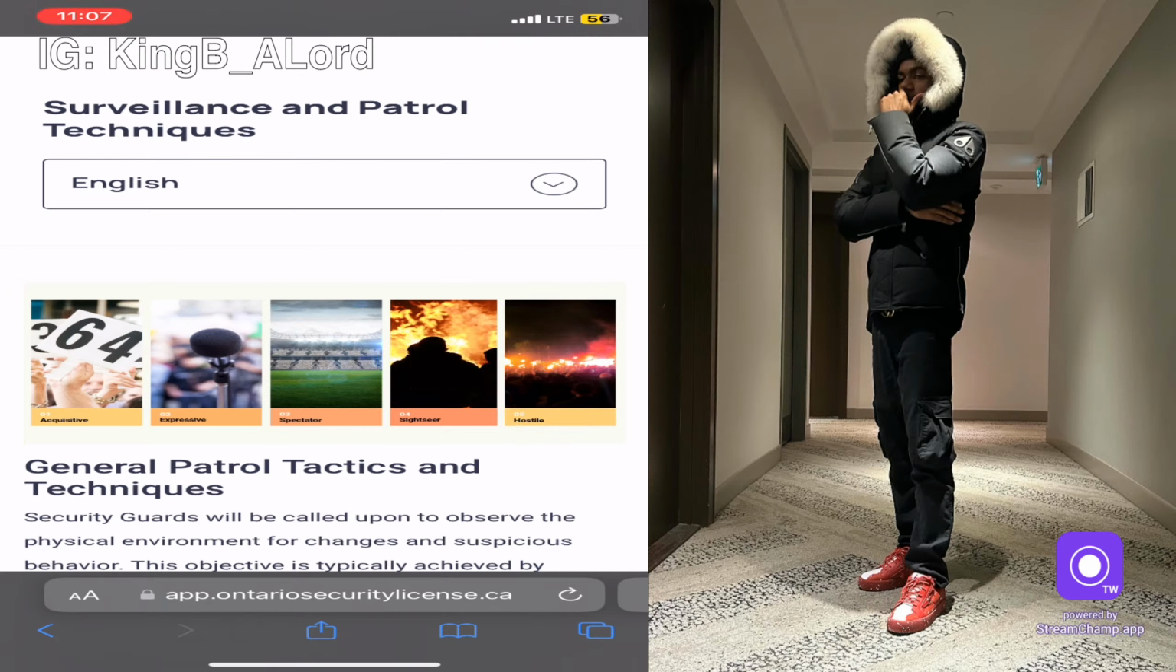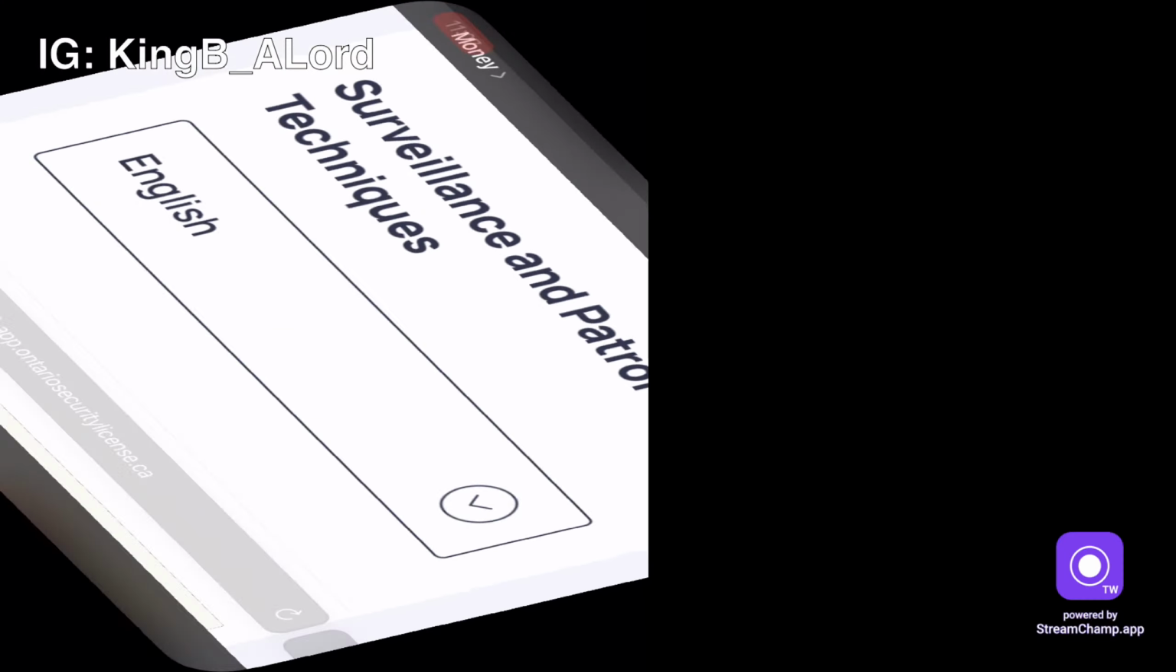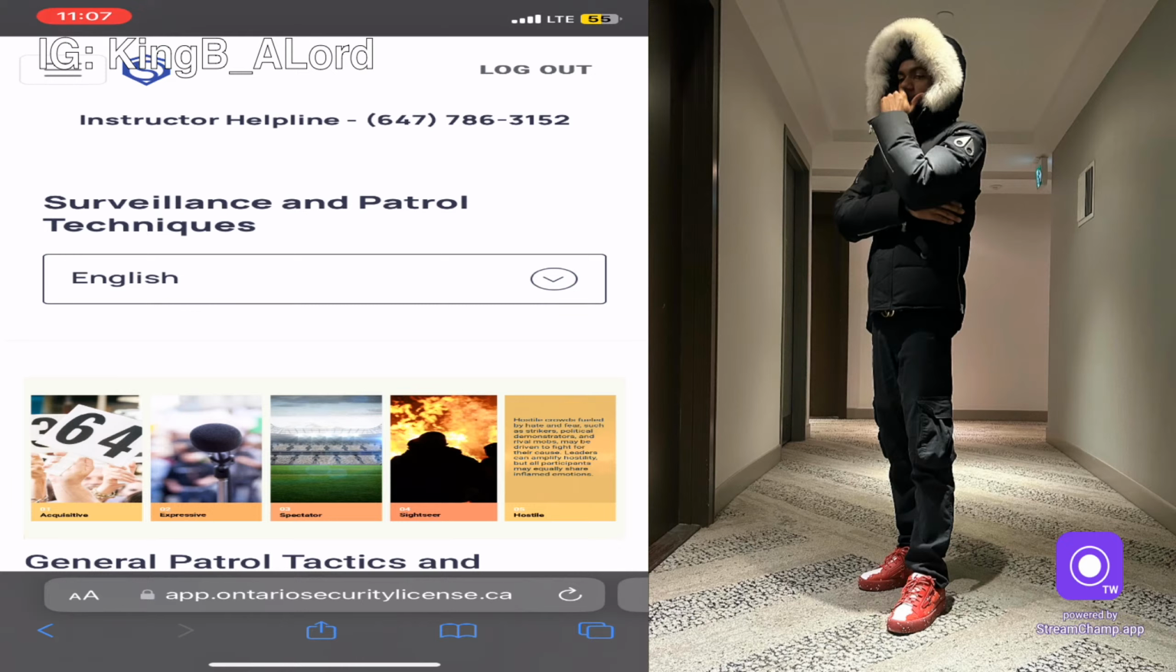5. Hostile. Hostile crowds fueled by hate and fear, such as strikers, political demonstrators, and rival mobs, may be driven to fight for their cause. Leaders can amplify hostility, but all participants may equally share inflamed emotions.